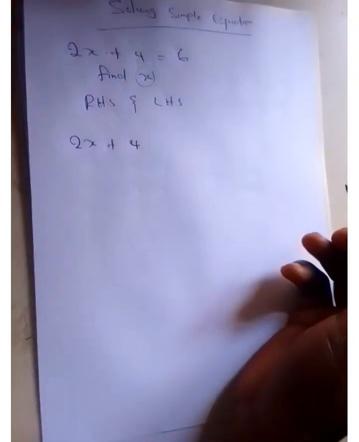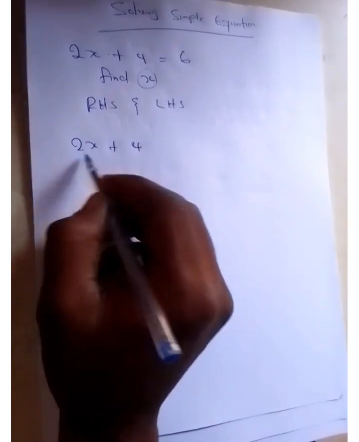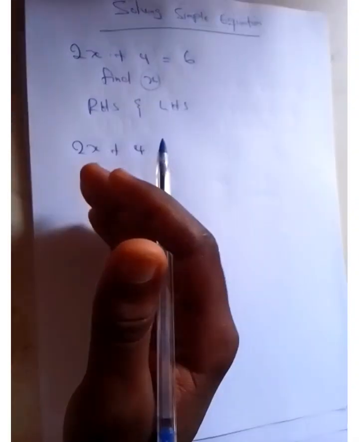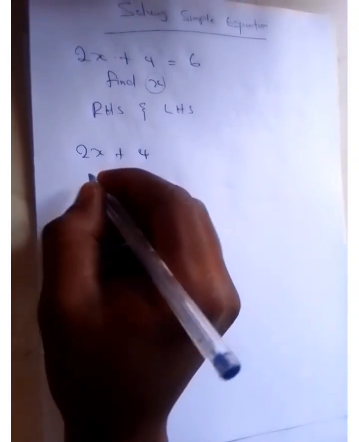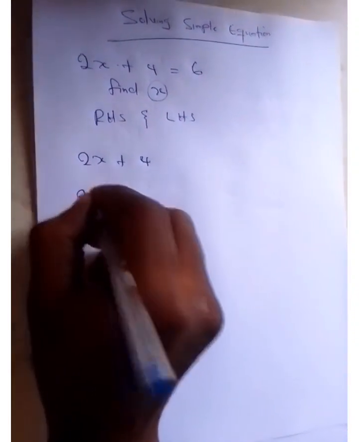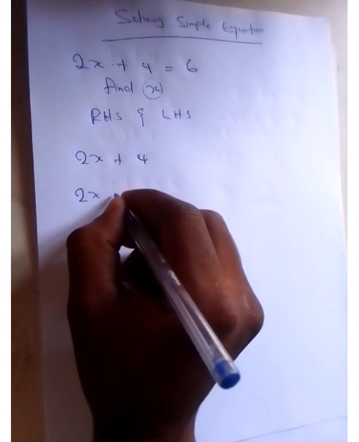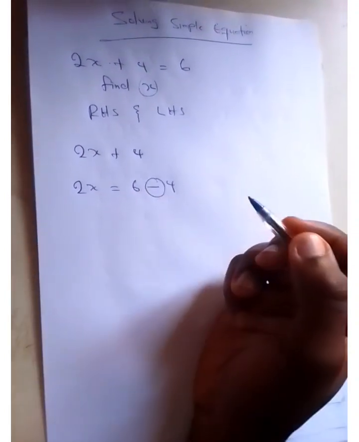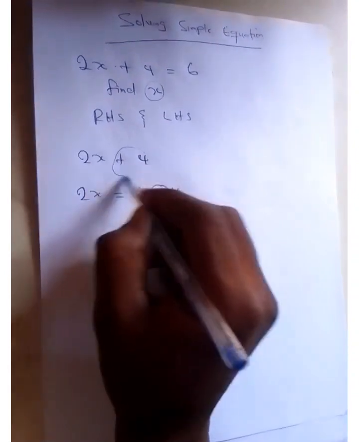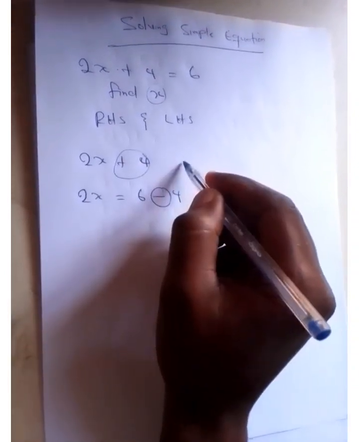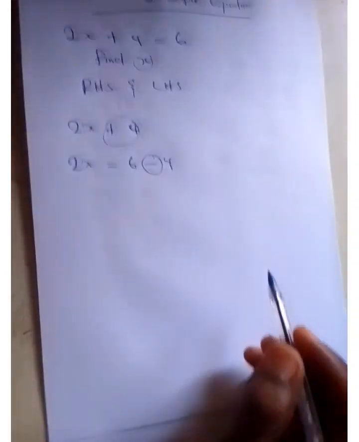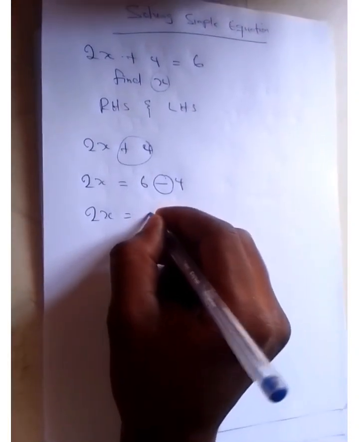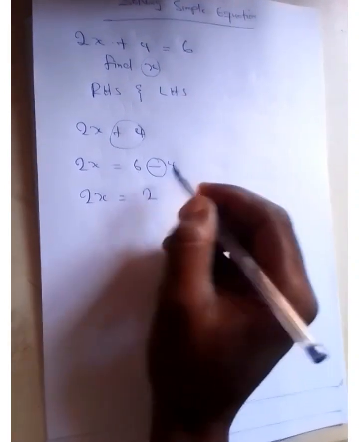to the other side of the equation, in order that we may have what we are looking for at one side of the equation. We can decide to have it at the right hand side or at the left hand side. So let's say we have 2x = 6 - 4. The reason why we have minus here is because this positive 4, when you take it to the other side of the equation, the positive sign becomes negative. And so we're now left with 2x = 2, because 6 - 4 is 2.